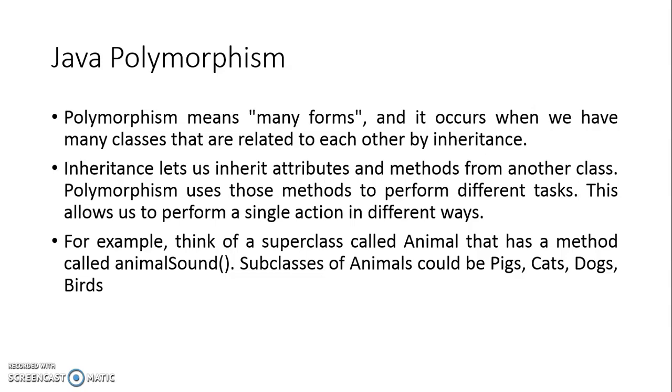Inheritance, as you know, lets us inherit attributes and methods from another class. Polymorphism uses those methods to perform different tasks. This allows us to perform a single action in different ways.